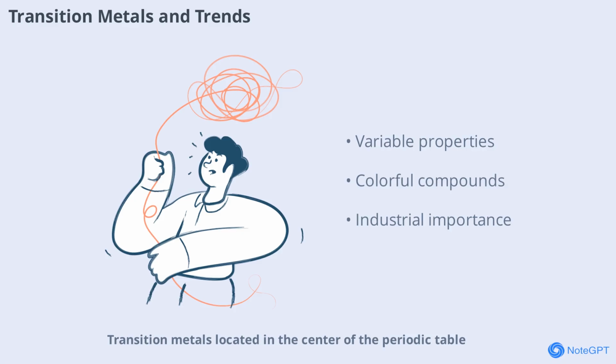Transition metals, located in the center of the periodic table, often show less obvious trends in atomic size and ionization energy. Their unique electron arrangements lead to interesting properties such as variable oxidation states and colorful compounds. These elements are essential in industry and technology.